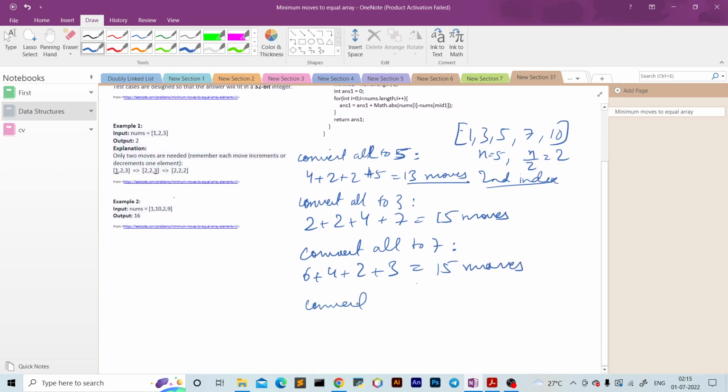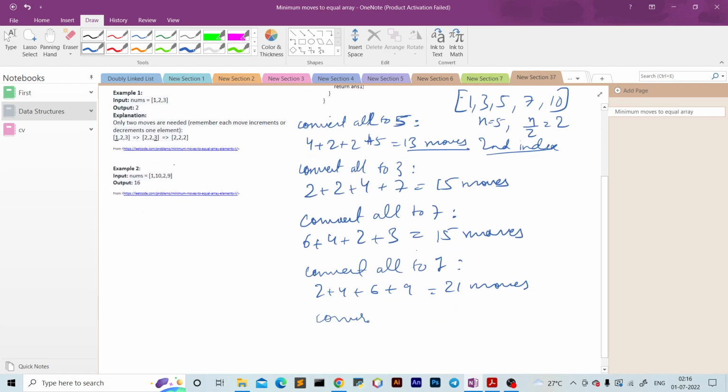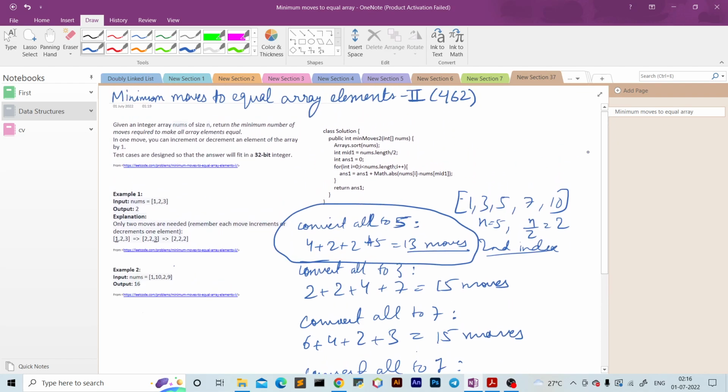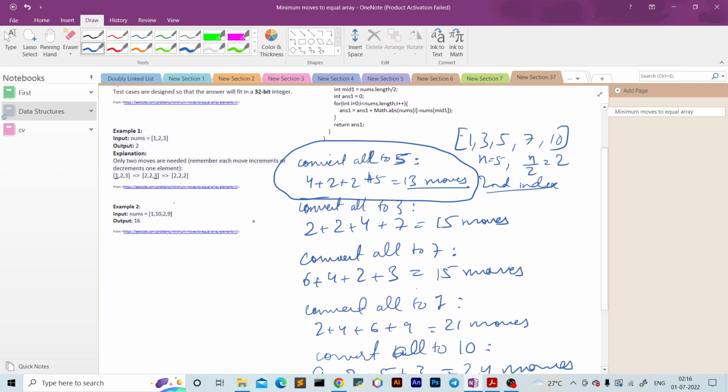Now if we convert all to 1, we would require 2 plus 4 plus 6 plus 9 moves, which is 21 moves. Similarly, if we try to convert all to 10, we would require 9 plus 7 plus 5 plus 3, which is 24 moves. So clearly the minimum is coming from the median, and this is the explanation to this problem and to the solution of this problem.